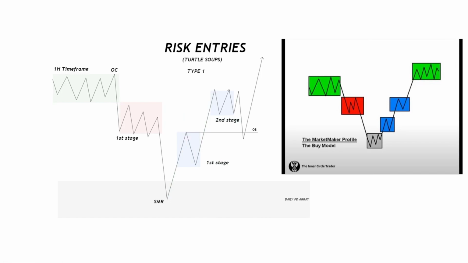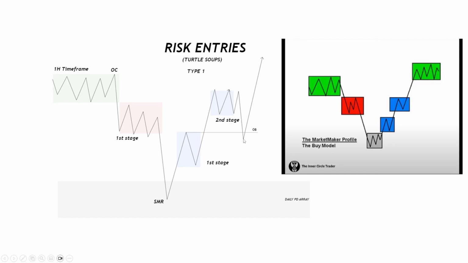Another risk entry could be something like this, where you're not entering at the smart money reversal, but you are entering at another PD array without confirmation, with liquidity before. So let's say you have your first stage of accumulation here by the ICT market maker model, and let's say this is a 1 hour order block, and we have liquidity right around equilibrium.